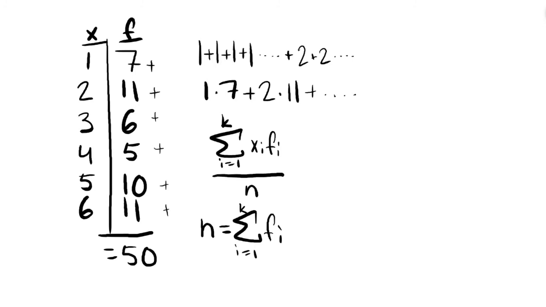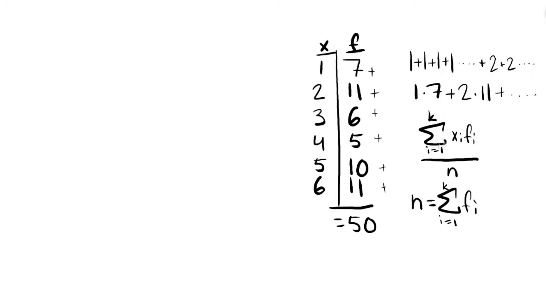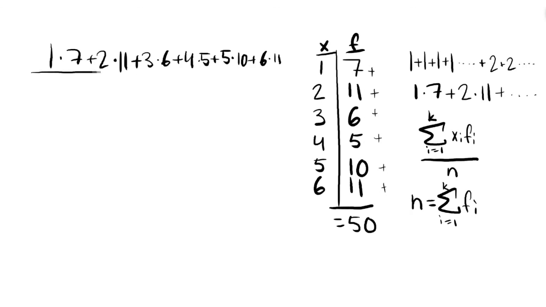So if we would do this example with this formula, we will get 1 times 7 plus 2 times 11 plus 3 times 6 plus 4 times 5 plus 5 times 10 plus 6 times 11 divided by 50. And what would this give us? Well, this would give us 3.66. And that would be our average in this case.